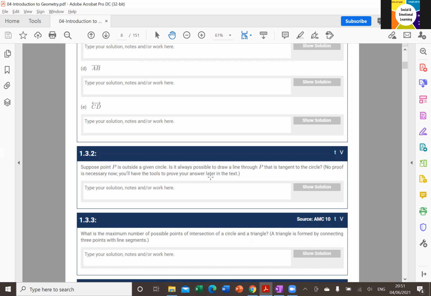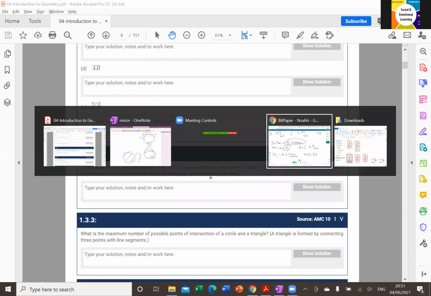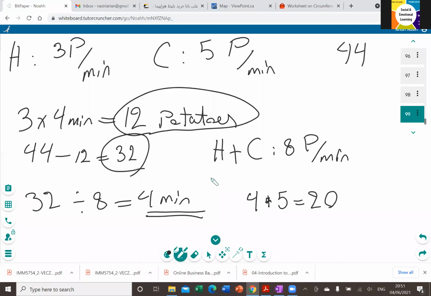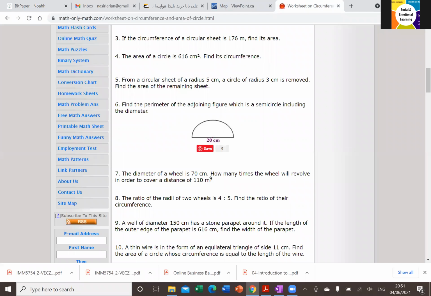Okay, if that is clear, I suppose everything is clear until now. Now we're going to go for some questions about the area and the perimeter. Here I just Googled some questions about area or perimeter. See here, for example, given the circumference, we can calculate the area and vice versa. Given the area, we can calculate the circumference.